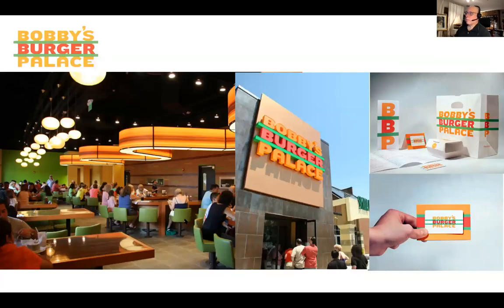This is a project done by Michael Beirut from Pentagram for Bobby's Burger Palace. You can see the logo kind of looks like a burger. But it also has a color palette which reflects ketchup and mustard, a little bit of lettuce. And they carry that through into the store. So you see that color palette on the signage, on all the packaging elements, and on the business card. It starts to have a cohesive look, and that gives you a bit of a sense of confidence.